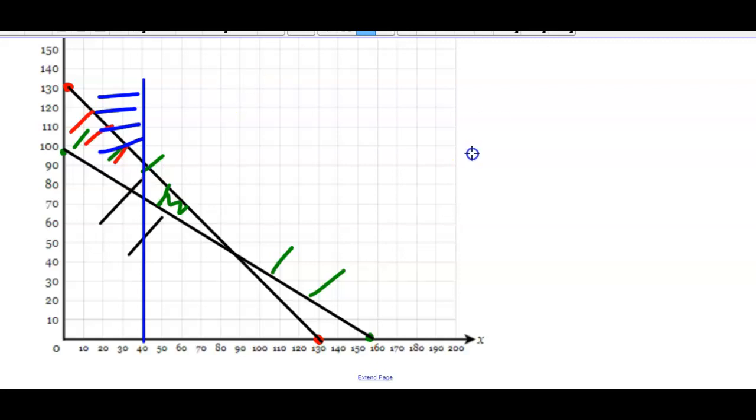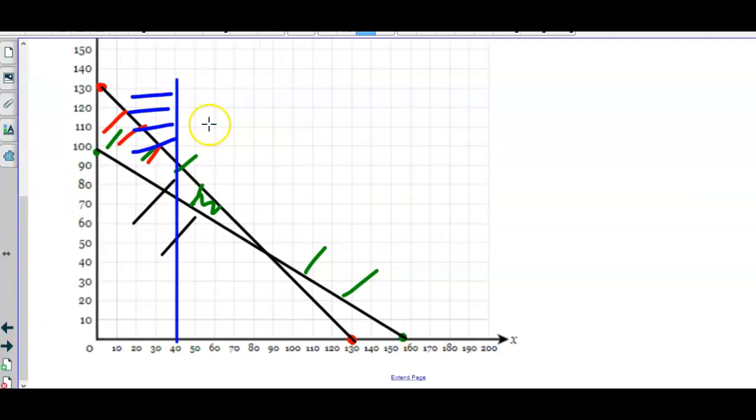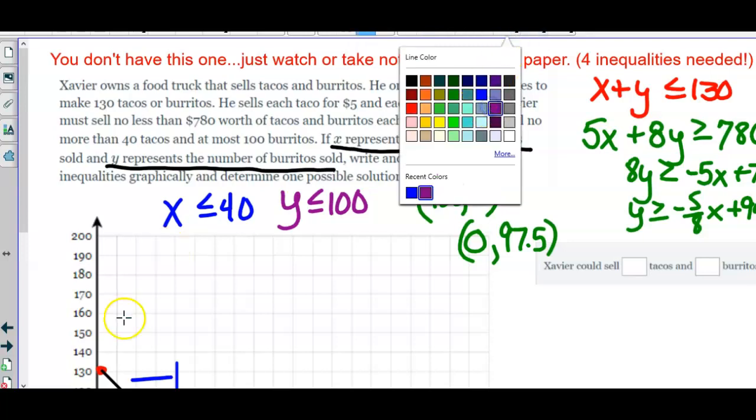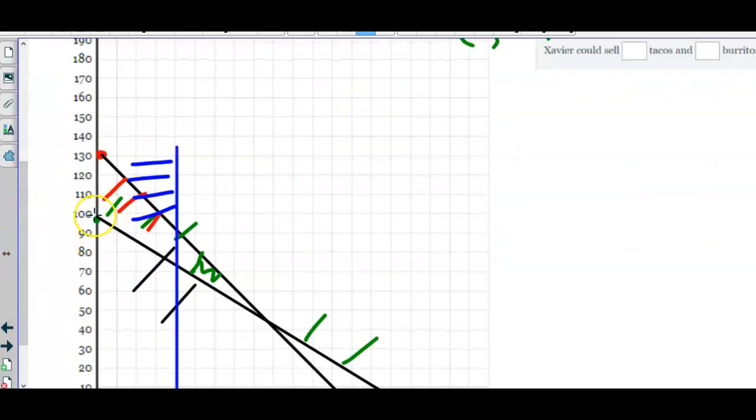One more. It also says that he must sell at most 100 burritos. So he has to stay less than 100 burritos. So that line, I turn on the line tool in purple, that line is here. He has to stay below that line.